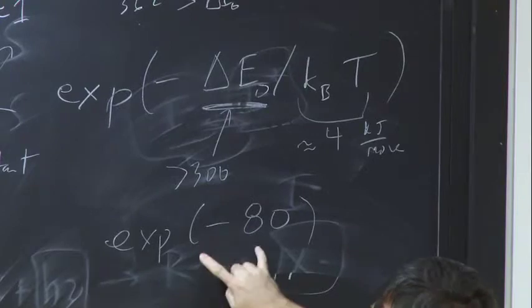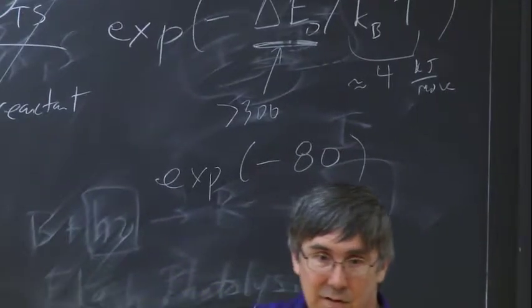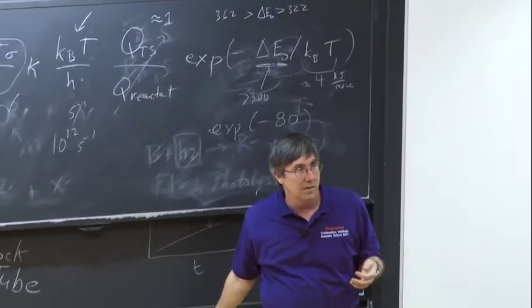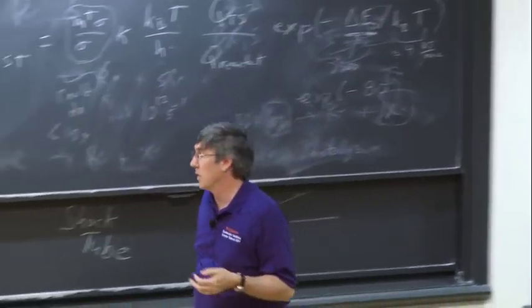So then you just have to calculate exponential of negative 80 compared to 10 to the 12th, and you'll see, is this rate going to be fast or slow? Is that all right? All right, let's stop and go get a photo.